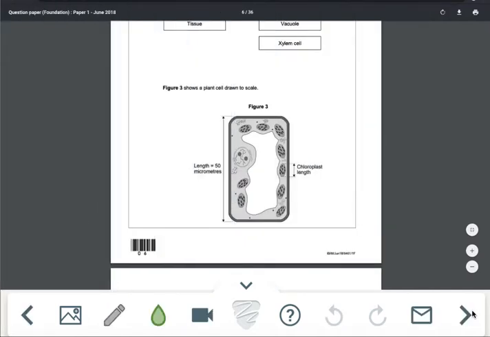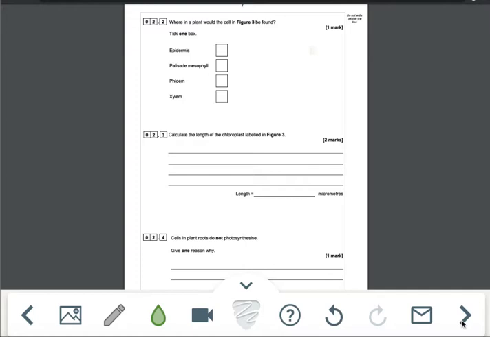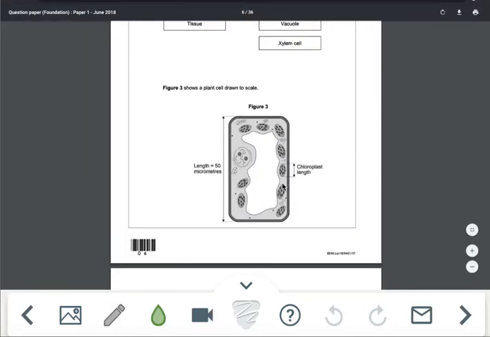Next question. Got another picture here, and it says it shows a plant cell drawn to scale. There we go. Where in a plant would the cell in figure 3 be found? Your options are epidermis, palisade, mesophyll, phloem or xylem. So shall we just go back and look at this once more? And you should be able to recognise from your textbooks or from your lessons, from any YouTube videos you've been watching, that this is a palisade mesophyll cell.